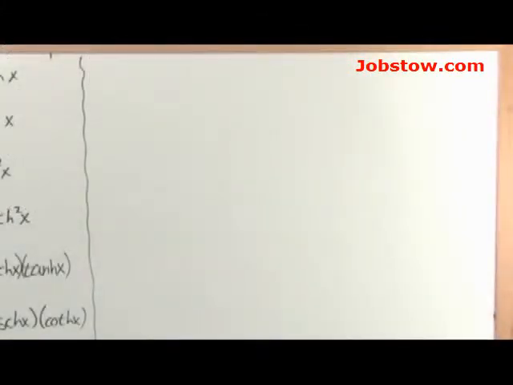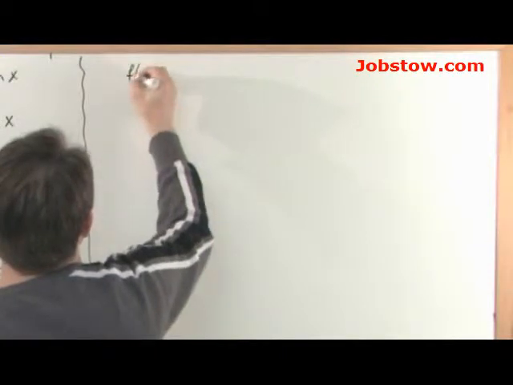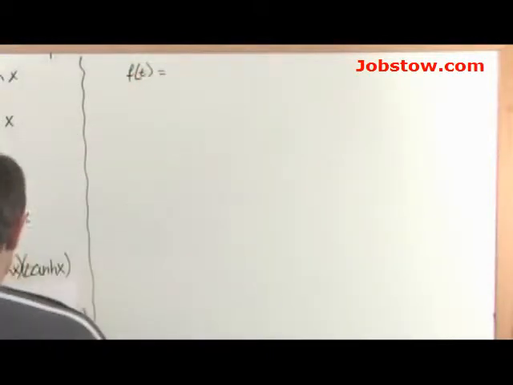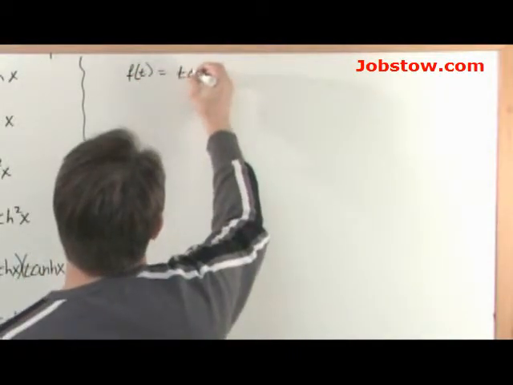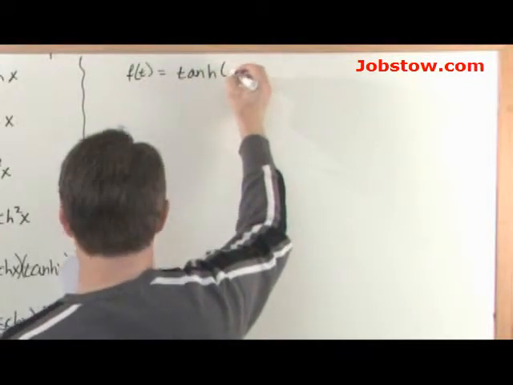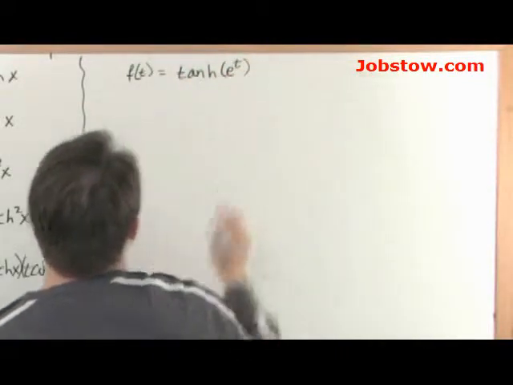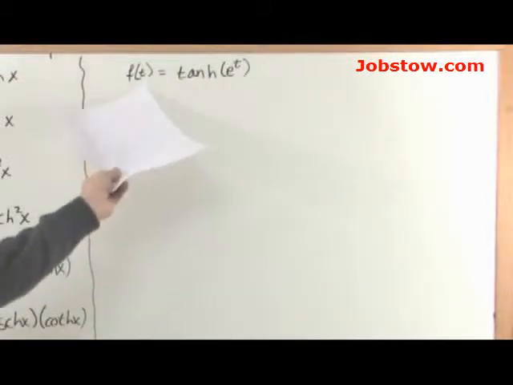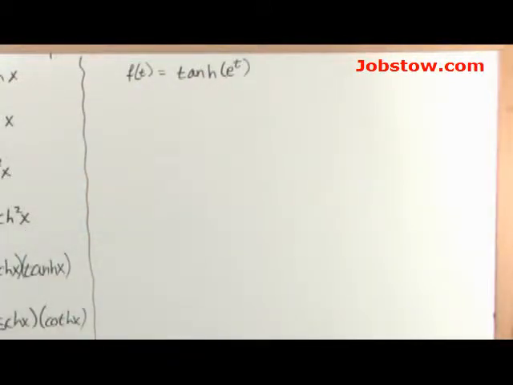Okay, now the next problem says if you have f of t, some function of t, which is usually time, equal to the hyperbolic tangent of e to the t power. So the variable here really makes no difference at all. It's just a different one. We call it t for time. Could be x, could be whatever, but it just changes the problem up a little bit.